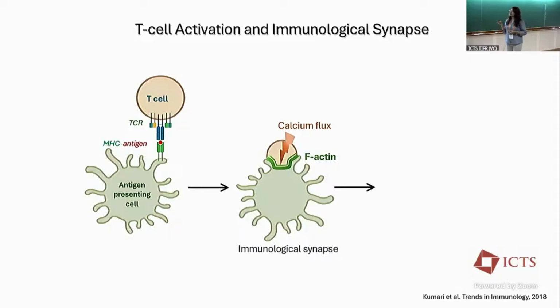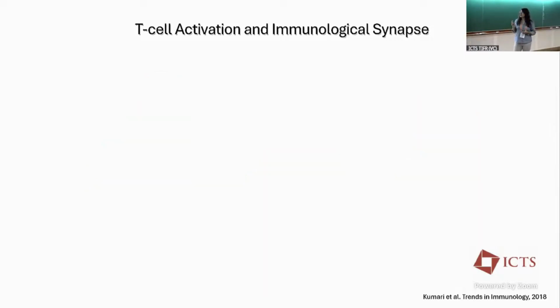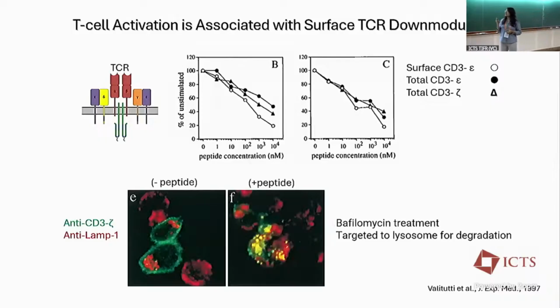Post-synapse, when the T cell dissociates from the cognate antigen-presenting cells, there is a significant surface T cell receptor down modulation. And it has been shown by flow cytometry experiment that only 60% of the receptor is down-modulated, while the rest 40% is somehow rescued, and the down-modulated receptor is targeted for lysosomal degradation.